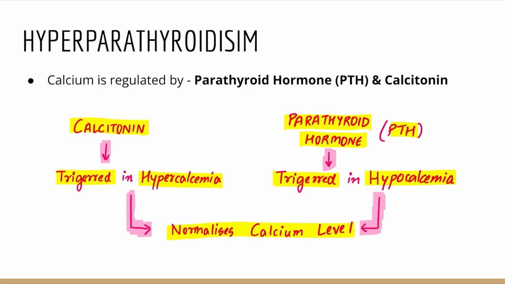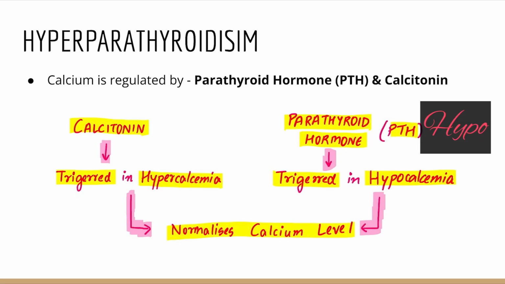So first, hyperparathyroidism. To understand this topic, we should know that the main action of parathyroid hormone and calcitonin is to regulate the levels of calcium. It is a very important point to note that calcitonin is triggered in hypercalcemia and parathyroid hormone is triggered in hypocalcemia. So whenever there is hypercalcemia, calcitonin comes into picture and it reduces the calcium levels and brings it to normal.